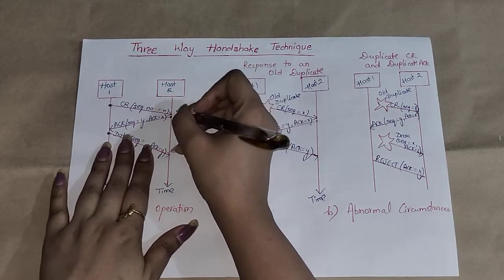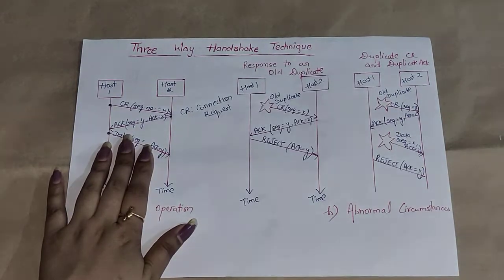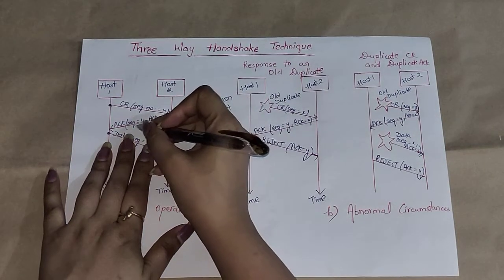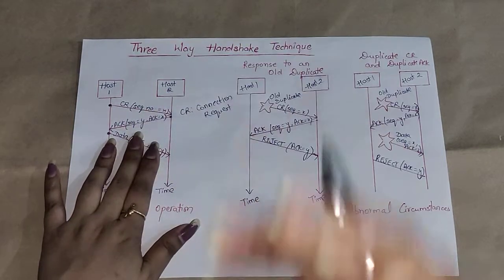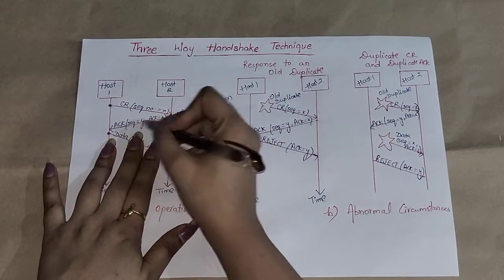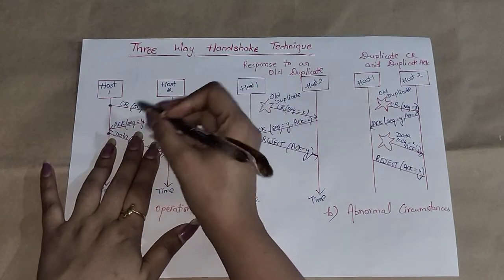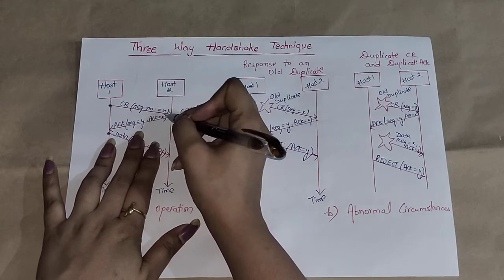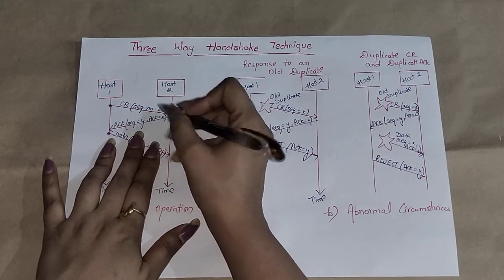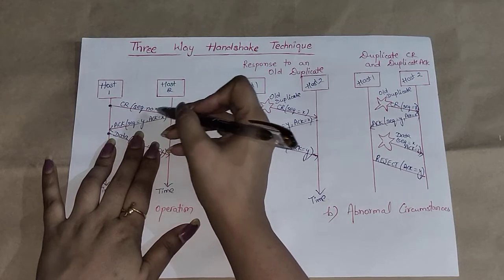Host 2, after receiving this connection request message, will send an acknowledgement with sequence number Y, and acknowledgement equals X. Now what is this acknowledgement? ACK indicates acknowledgement. So with sequence number Y, ACK X. ACK X means this is an acknowledgement for the connection request message with sequence number X.